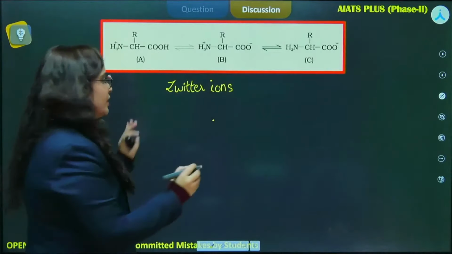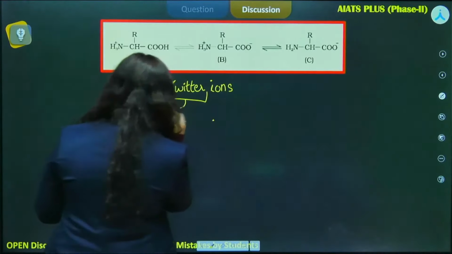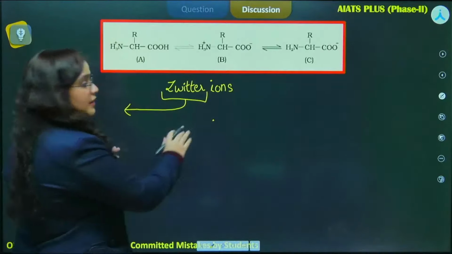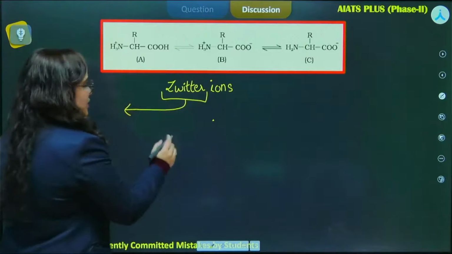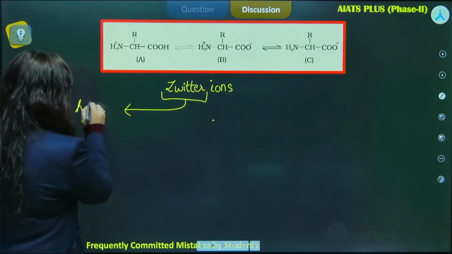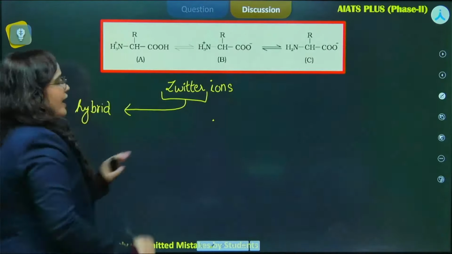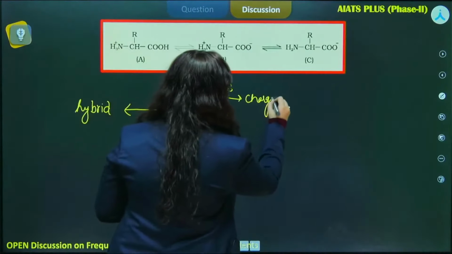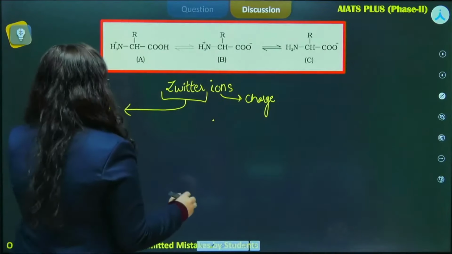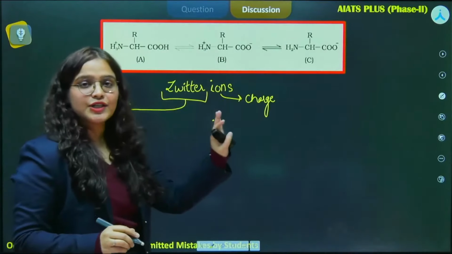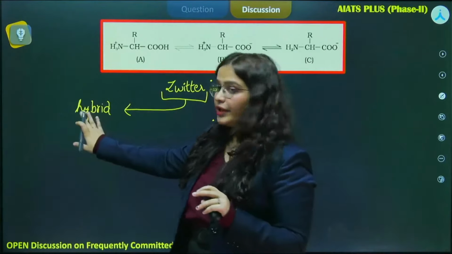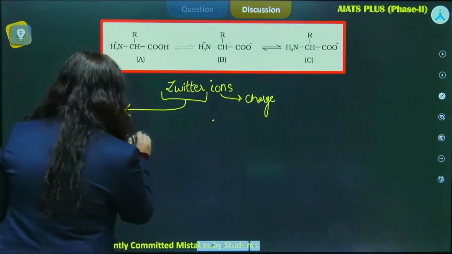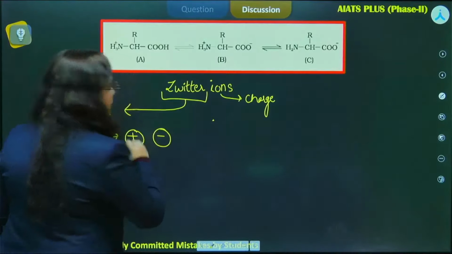The word Zwitter in German means, it seems like a heavy big word, but we'll break it down so that we can understand it in a better way. So the word Zwitter in German means hybrid. And ions are basically molecules which carry charge. So basically Zwitter ion is said to be a molecule which is a hybrid, and the hybrid here means that it carries both positive and negative charges.